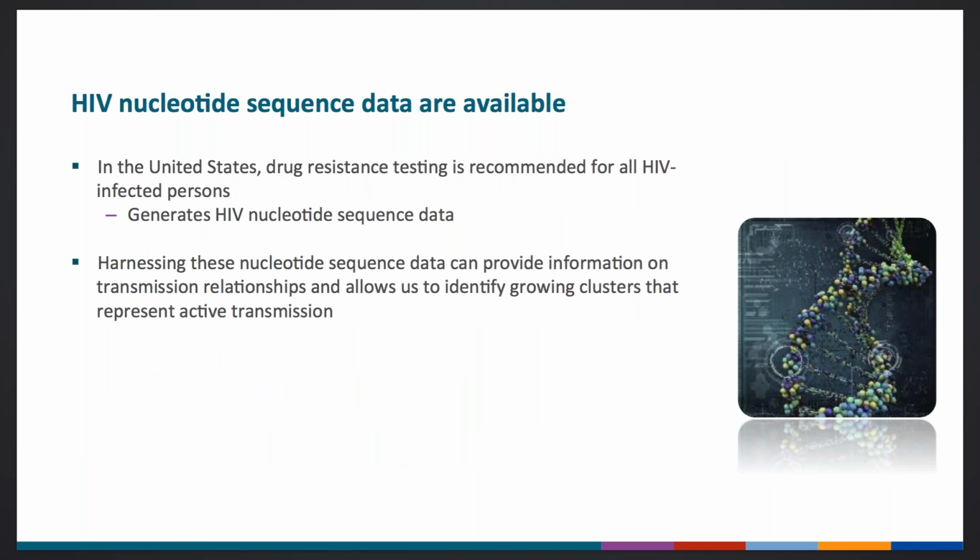Okay. So I'll be focusing on molecular surveillance data. In the United States, drug resistance testing is recommended for all HIV-infected persons and generates HIV nucleotide sequence data. Harnessing these nucleotide sequence data can provide information on transmission relationships and allows us to identify growing clusters that represent active transmission.